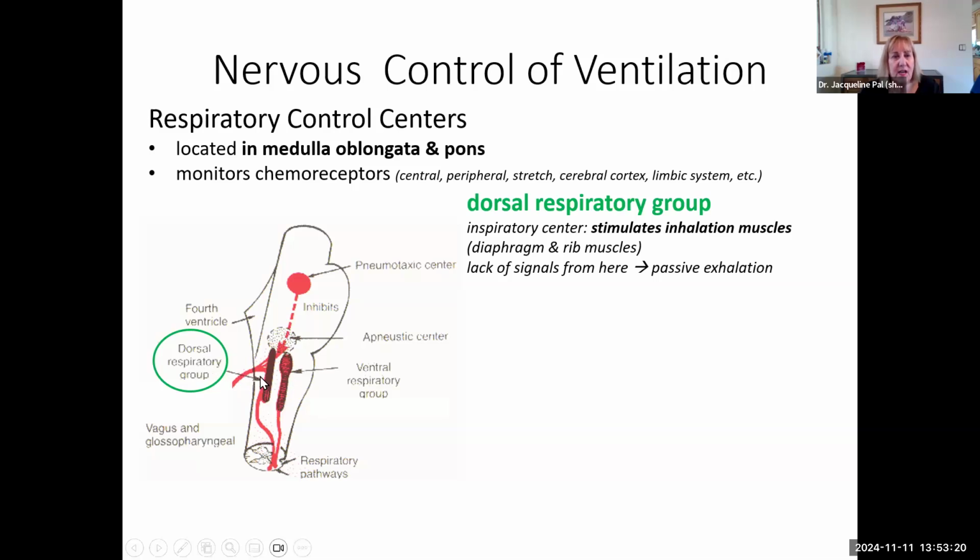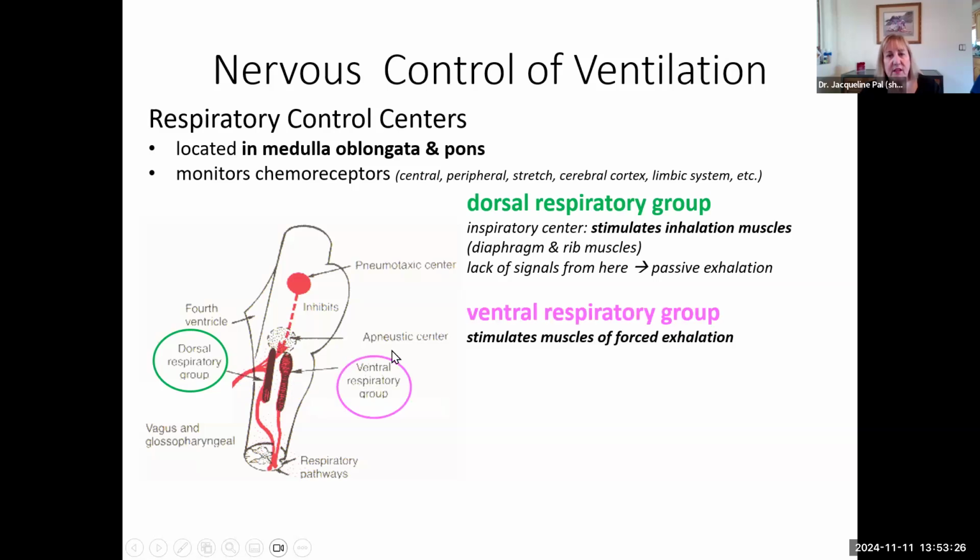All right, now just in front of those muscles, so anterior to it, we have what's known as the ventral respiratory group. And this group has nerves which are going to stimulate muscles of forced exhalation. If you remember, we had more intercostal muscles which would depress your ribs more, as well as contract abdominal muscles. So it would make your thoracic cage even smaller for forced exhalation.